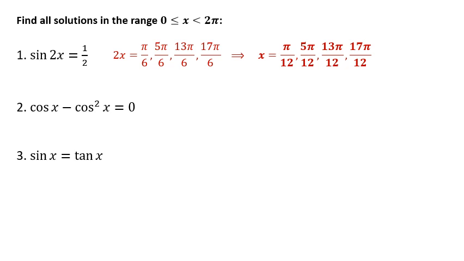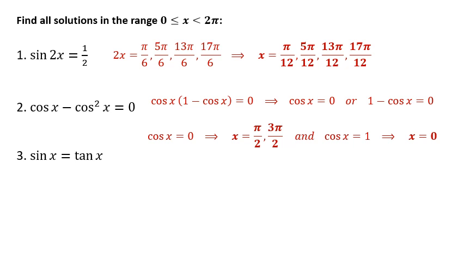For cos x minus cos squared x, a very common mistake here is to divide both sides of the equation by cos x. If you do that, you lose an entire set of solutions. There are two ways this equation can be satisfied. One of them is for 1 minus cos x to be 0, certainly, but the other one is for cos x itself to be 0. If cos x is 0, we get two solutions, pi by 2 and 3 pi by 2. That's your 90 degrees and your 270 degrees.